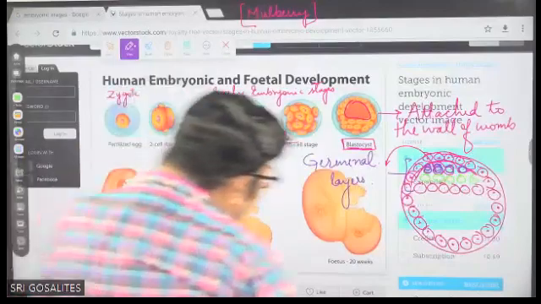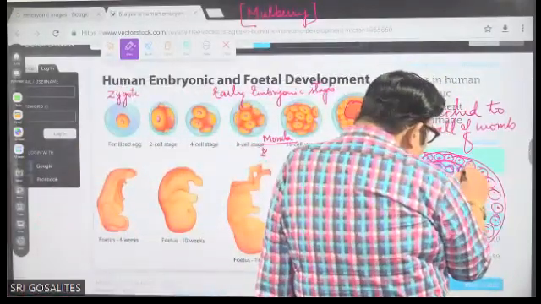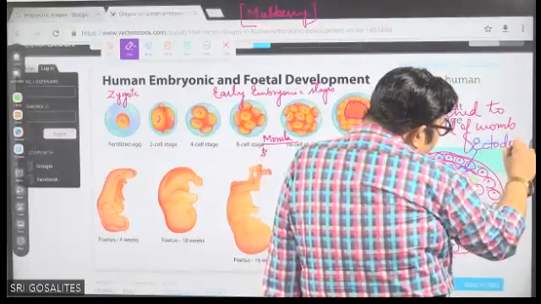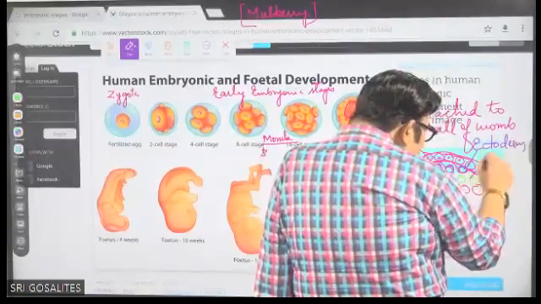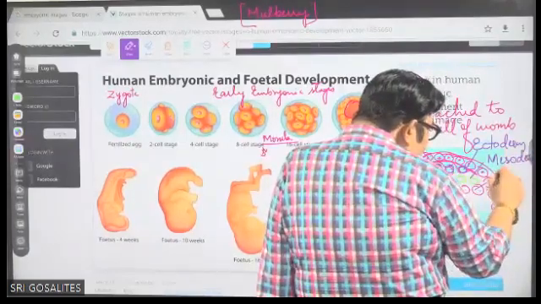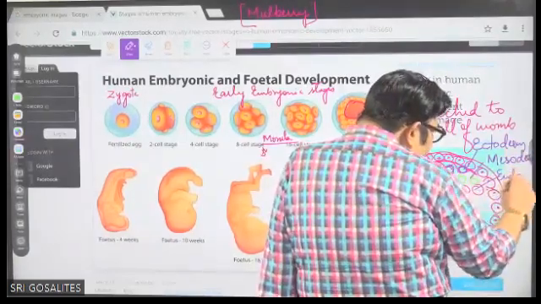So we have to name them now. We can call the outermost one ectoderm, the middle one mesoderm, and the inner one endoderm.